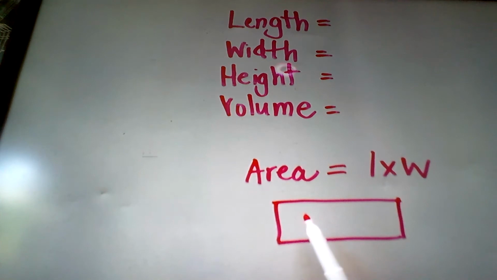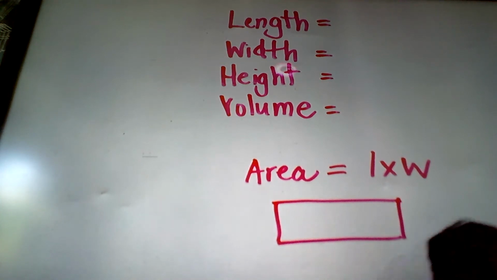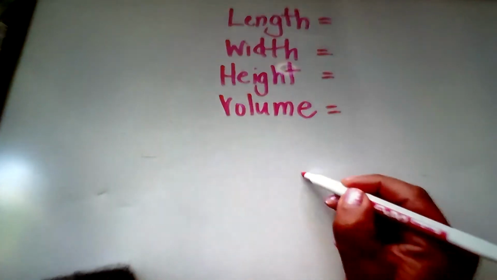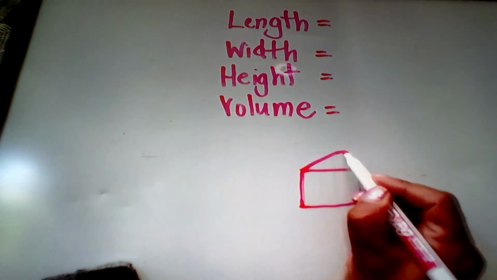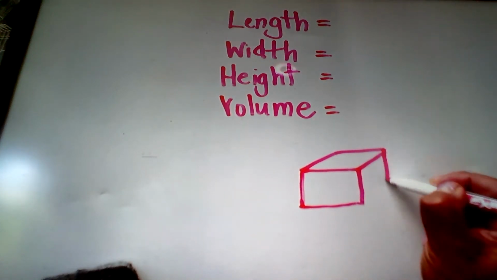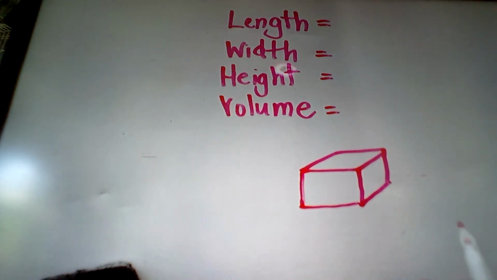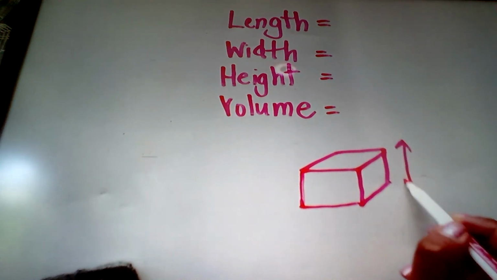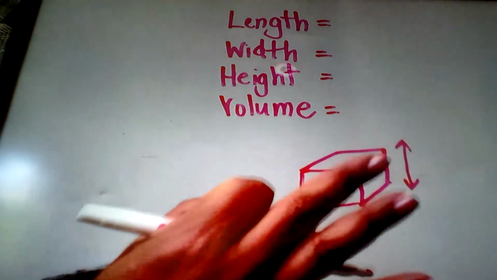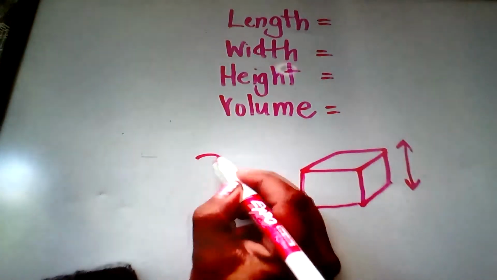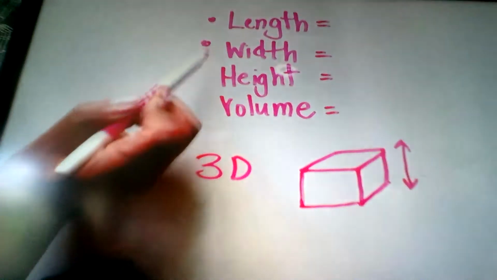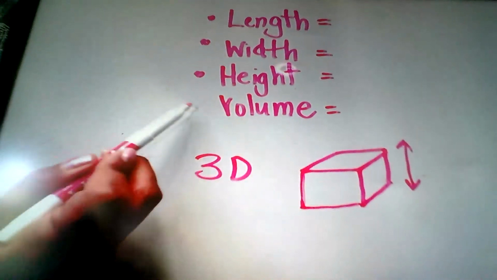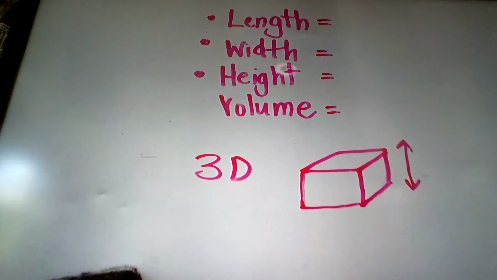Now, we're not focusing on two-dimensional shapes now. We are moving on to three-dimensional shapes. A three-dimensional shape is special because not only does it have the length and width, but it also has the height, which is why it's called three-dimensional, 3D, because it has a length, a width, and a height, which gives us three dimensions, three measurements.